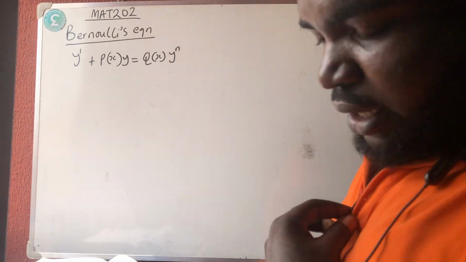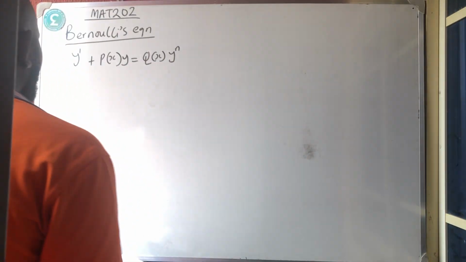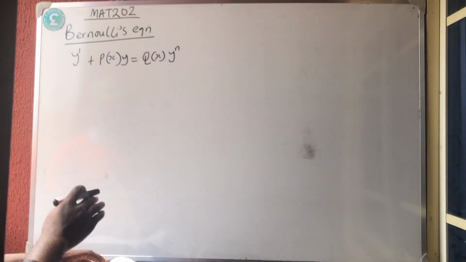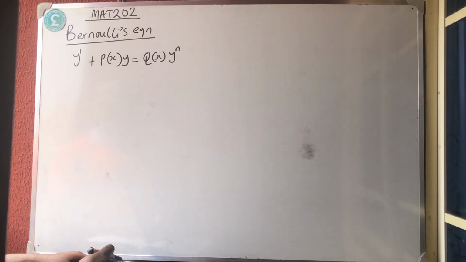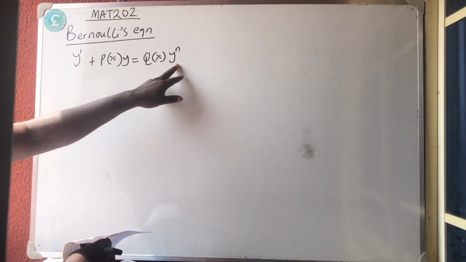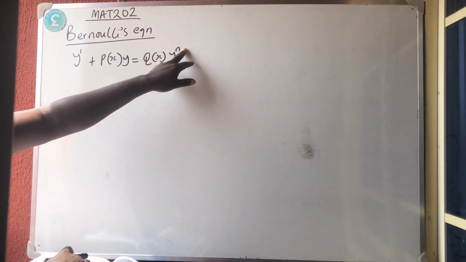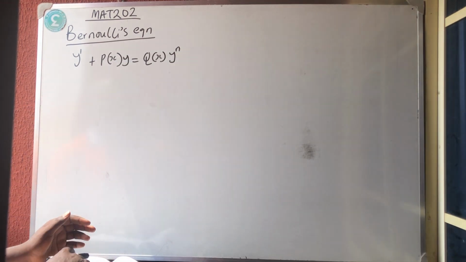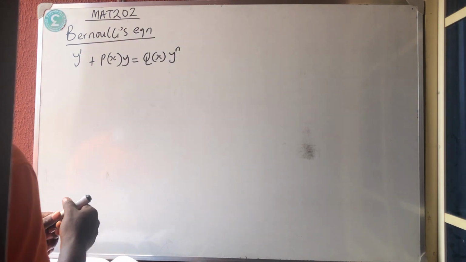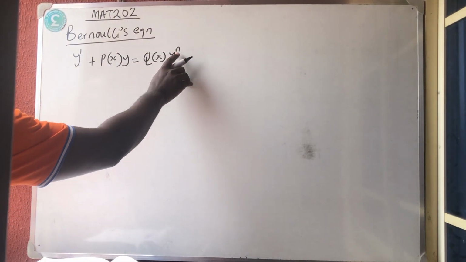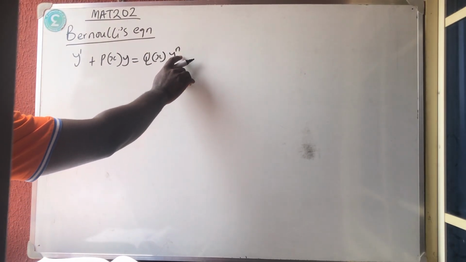So let's talk about the Bernoulli equation. Now, the Bernoulli equation is a special type of linear equation. The only problem is that in Bernoulli, y raised to power n is attached to it. So how do you solve this? It's very, very simple. Divide everybody by that y raised to power n. That is your problem.